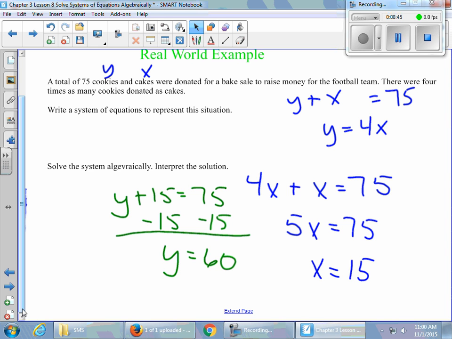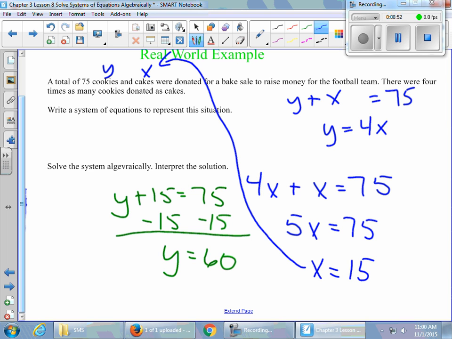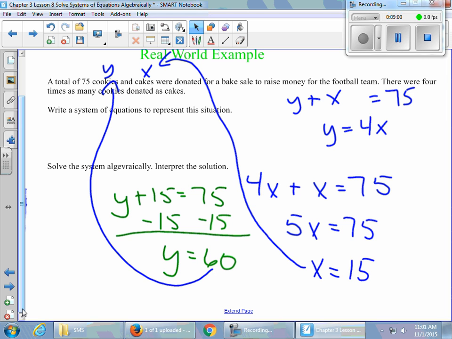So interpret our solutions. Our x, going back to the very top, that tells us there were 15 cakes, and then there were 60 cookies donated for the fundraiser. Any questions?